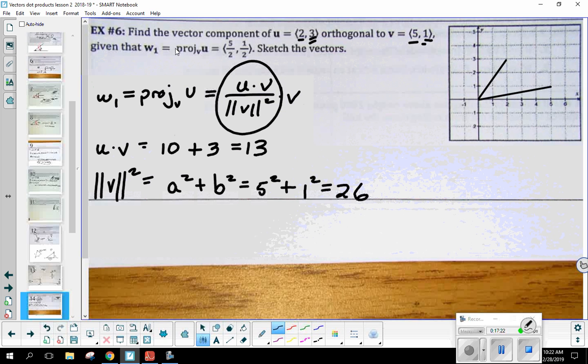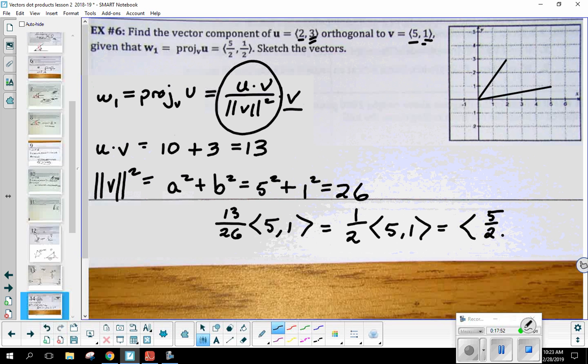Okay, so now I'm going to go ahead and put the dot product, 13, over the squared magnitude, 26. Now all I have to do is multiply it by the vector, which is 5, 1. Okay. So do you notice anything about 13 over 26? It will simplify to 1 half. So if I take 1 half and multiply it against 5, 1, what do I get? 5 halves and then 1 half. Wasn't that exactly what they told me the vector projection was? So see, that's all it takes. It's a very simple formula, right?